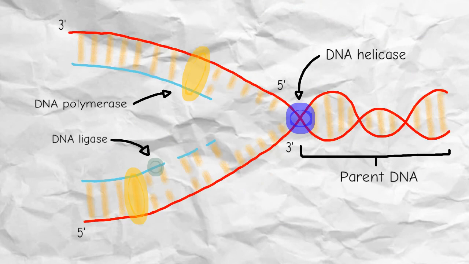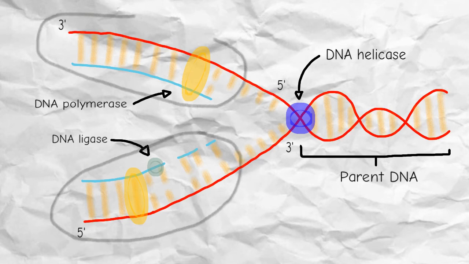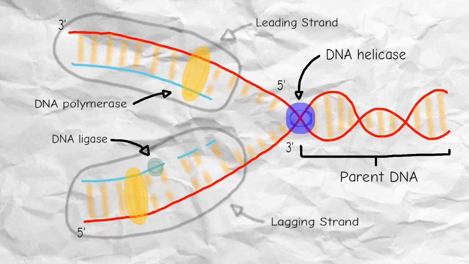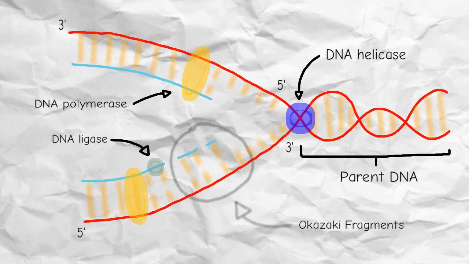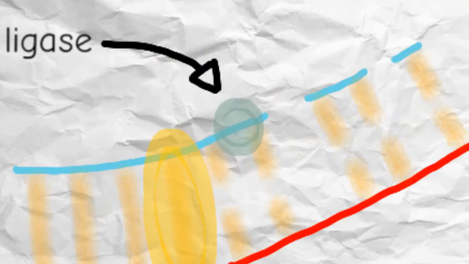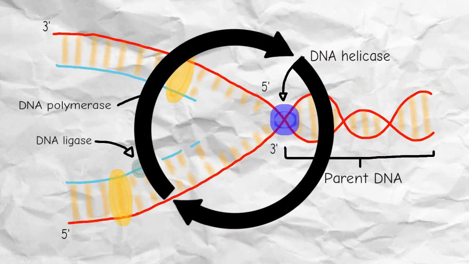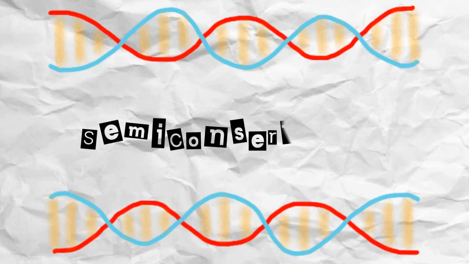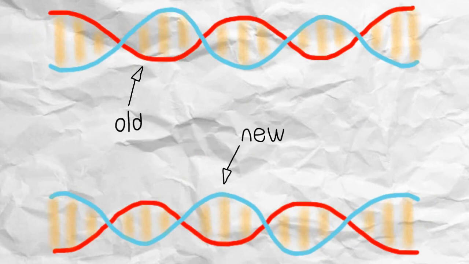Because DNA polymerase can only go in a 3' to 5' direction, the anti-parallel nature of the DNA creates a lagging and leading strand. The lagging strand creates Okazaki fragments that are then joined together by the DNA ligase. When the process is finished, these new DNA strands are called semi-conservative because they have an old and new strand.